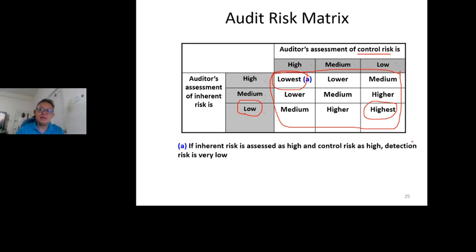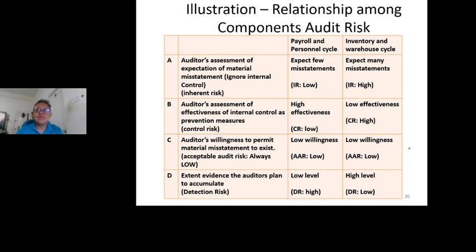So this is actually how the audit risk relates to inherent risk and also control risk. Again, these are just explanations of what we said just now. For example, if the payroll is low, inventory is high. Therefore the assessment is that inherent risk is low, and this is just a comparison from just now between inherent risk and control risk.